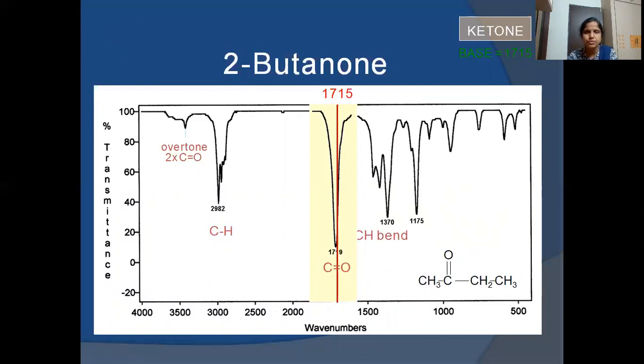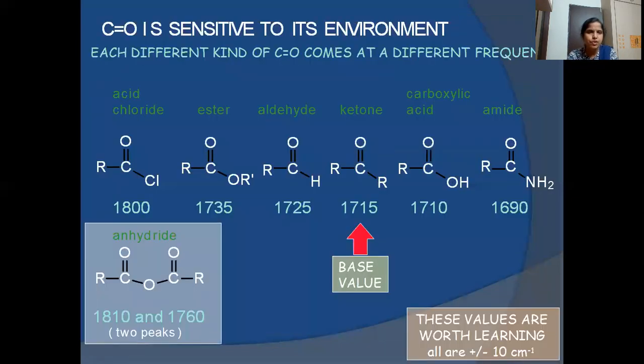Now this is for ketone. Suppose we take an example of all the different functional groups which have C double bond O. So this is acid chloride, esters, aldehyde, ketone, carboxylic acids, amides. How the vibrational frequency changes, we have already covered in our previous sessions. That is because of the inductive effect and mesomeric effect. Because of these effects, the vibrational frequency will change.